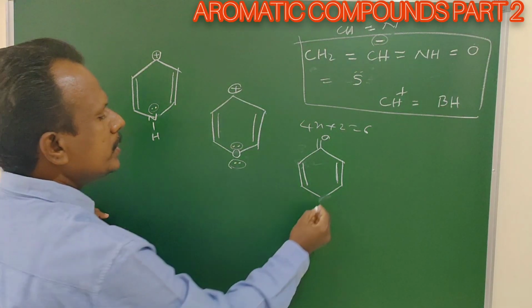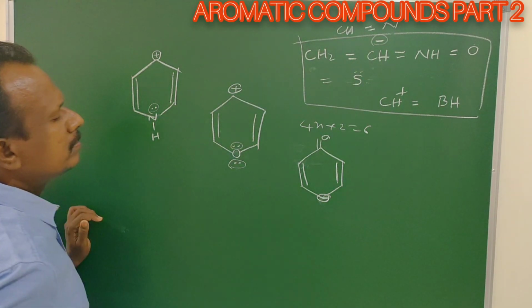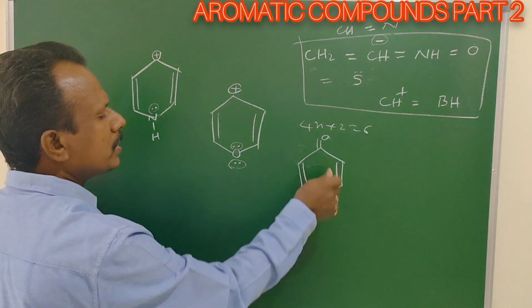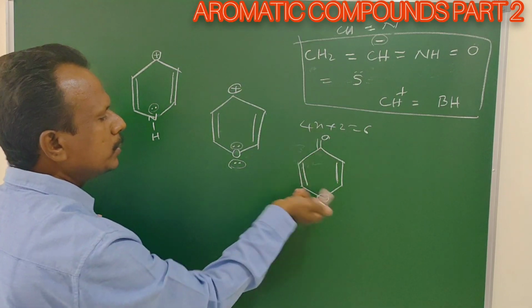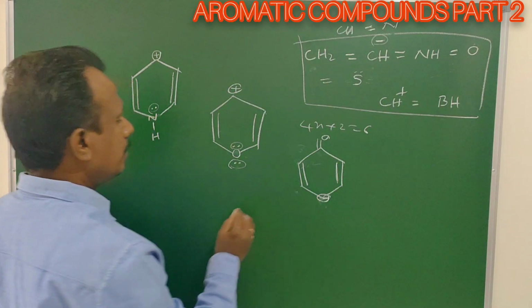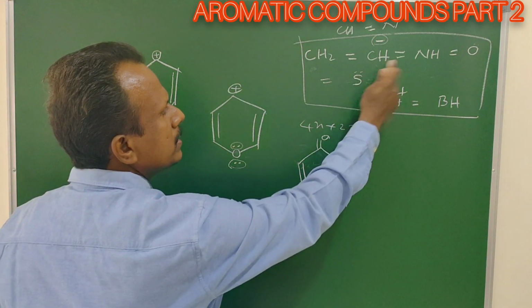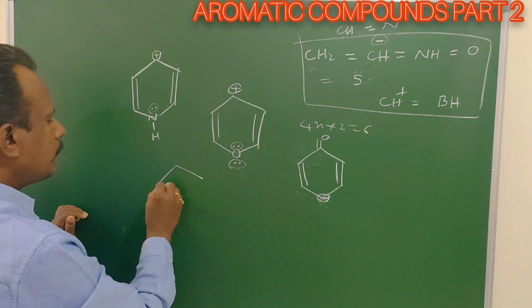Here CH minus, this minus charge, the lone pair of electrons and the carbon, in delocalization. What is the hybridization of carbon? sp2. All are sp2, so it is also aromatic. CH minus is replaced by NH. We obtain another aromatic compound.